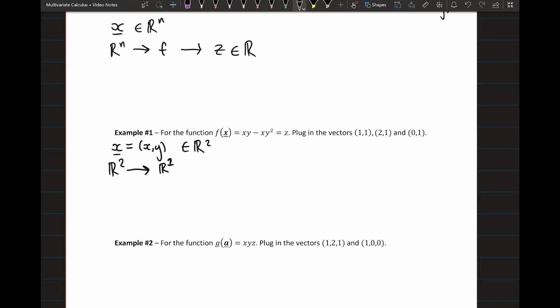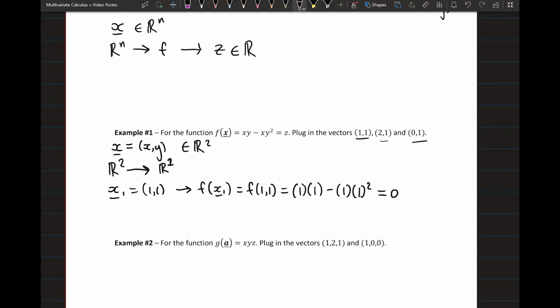So let's go ahead and take these vectors and see what they are. In this case, x1 would be (1, 1), and we're plugging it through the function. So we go plug it through the function, and that is f of (1, 1). And we pop those into the substitution. So x is equal to 1, y is equal to 1. So we get 1 times 1, take away 1 times 1 squared, and we get a result of 0.